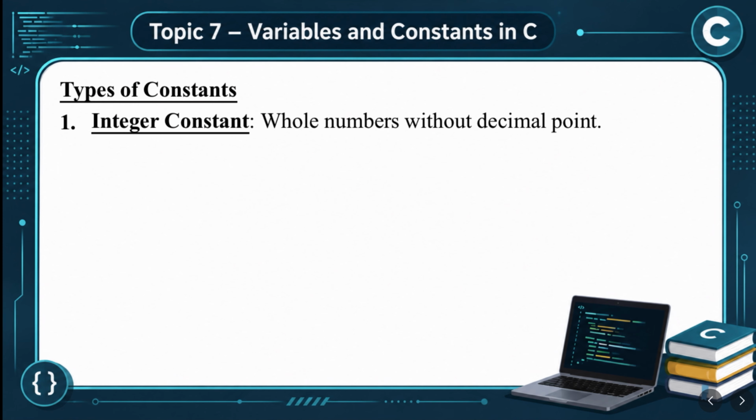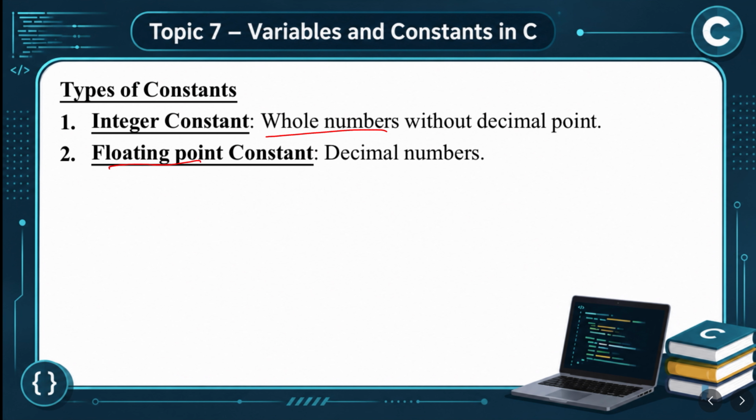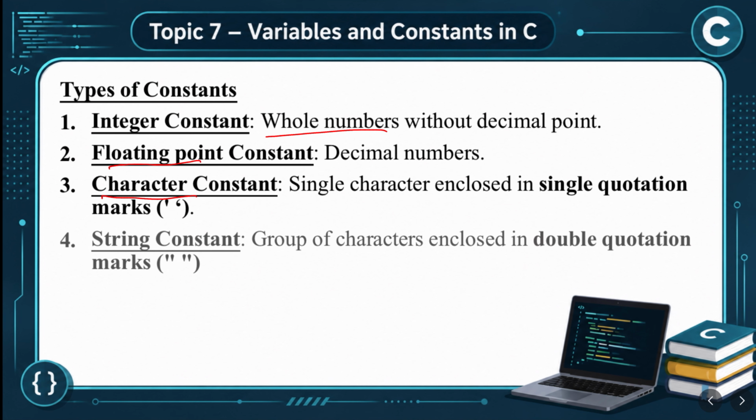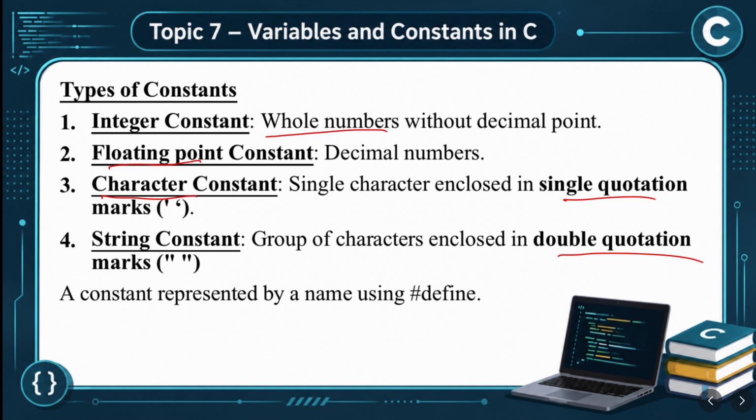Types of constants, again same here also. You have integer constants, which are whole numbers without the decimal point. We have floating point constants, where we have the decimal numbers. Character constants: a single character enclosed in single quotation marks. Then we have string constants: a group of characters enclosed in double quotation marks. And a constant represented by a name using hashtag define.